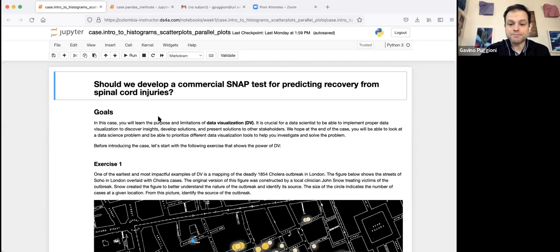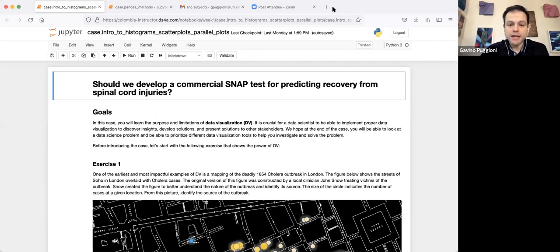And at the end of this case, you will be able to look at a data science problem and choose and prioritize different sources of data visualization to help you inform better your decision as a data scientist, and ultimately to reach the right conclusions for your analysis.